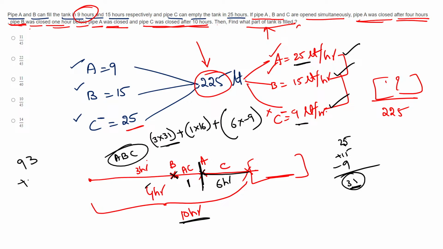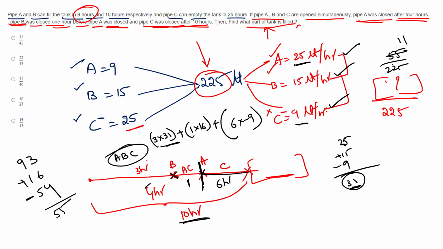93 plus 16 minus 54. You are going to have 55 liters net. That means you have filled 55 liters out of your 225 liters. Just simplify this one and let me know the fraction.